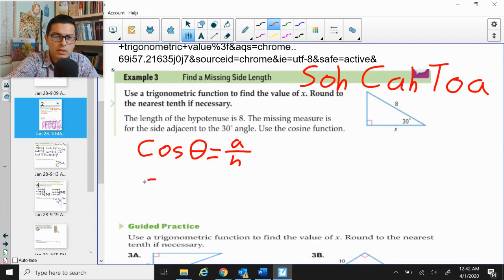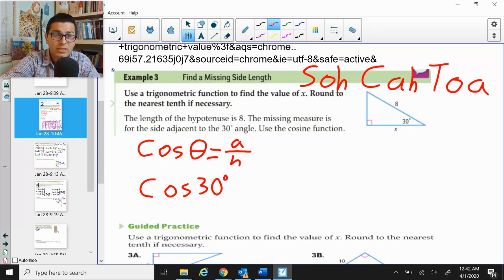Let's say cosine of 30 degrees. All right. Now, in your calculator, if you ever type in cosine of 30 degrees, you would just have to make sure that you just type in 30. There is a way to make sure your calculator is in degrees rather than radians, but that will be for later. Right now, you're typing in cosine of 30.